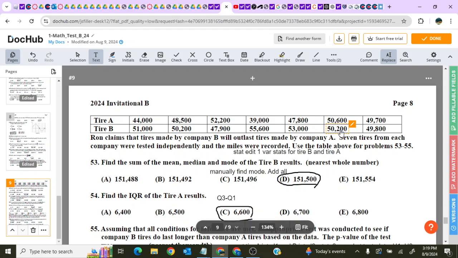Now find the IQR of the tire A results. In this case, the interquartile range is the third quartile minus the first quartile, so Q3 minus Q1 in one variable stats, and that'll get you a value of 600. Make sure you're using tire A instead of tire B now.